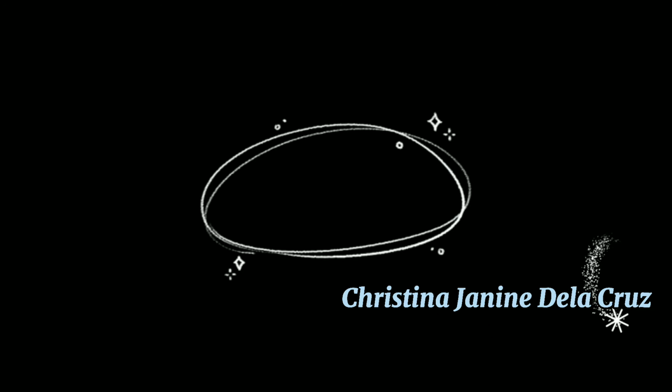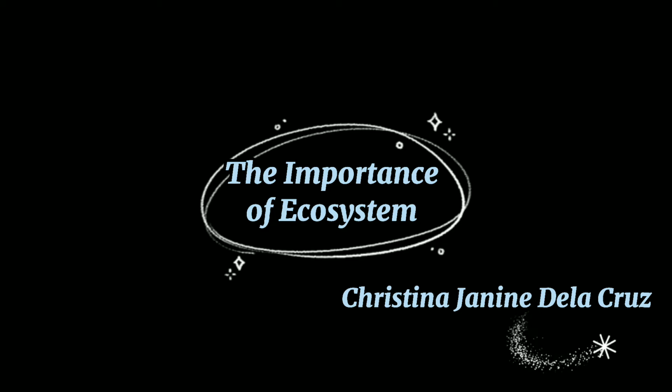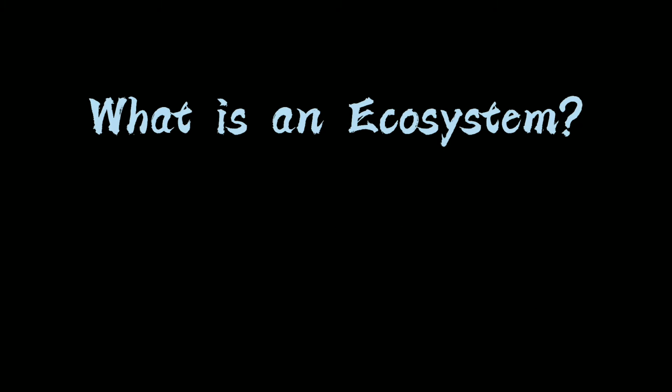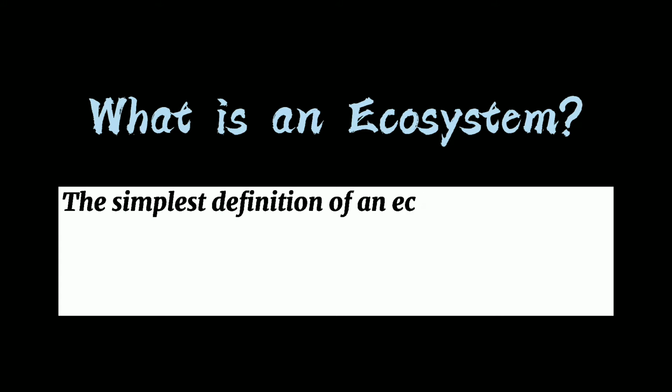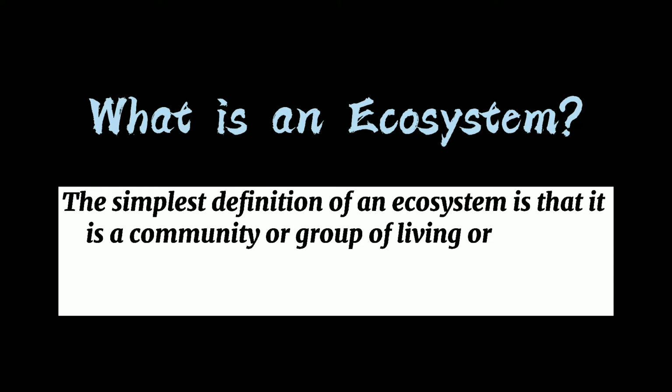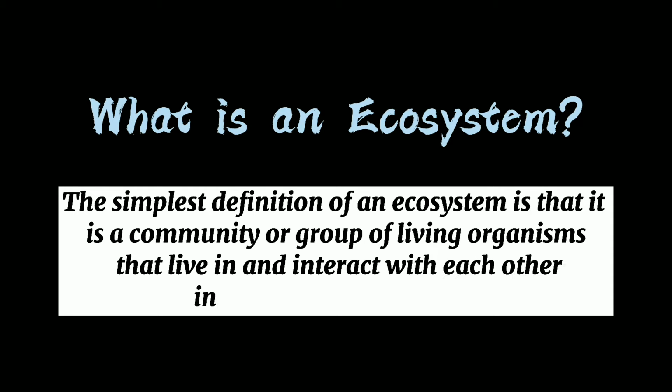For this video is the importance of ecosystem. What is an ecosystem? The simplest definition of an ecosystem is that it is a community or group of living organisms that live in and interact with each other in a specific environment.